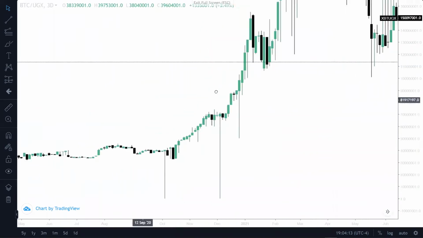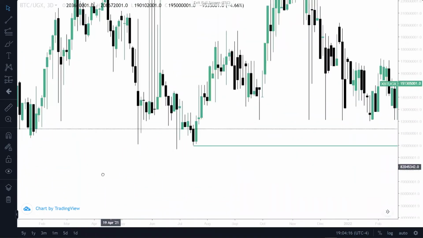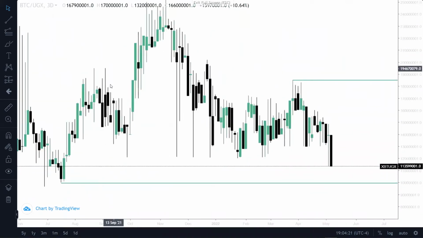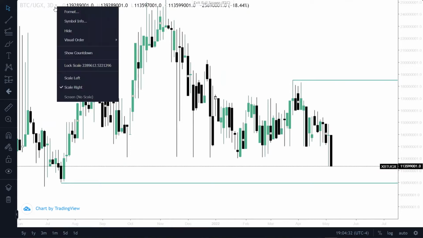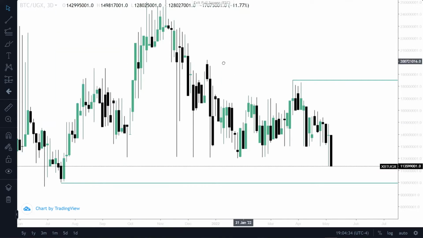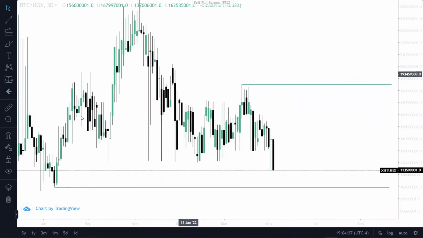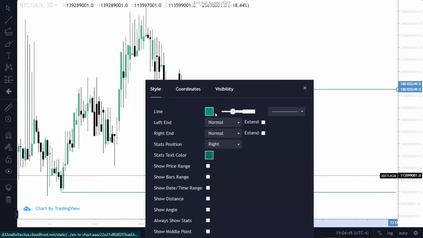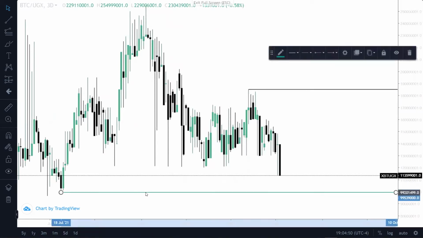This is not part of forex trading. This is Bitcoin, the Ugandan shilling. Okay, this is cryptocurrency against the Ugandan shilling, just like you see in the corner on your left hand side, BTC UGX 3D. So let's go ahead and do my analysis here. So here on the chart, you can see I have these lines here. Let me go ahead and change their colors to black and black.